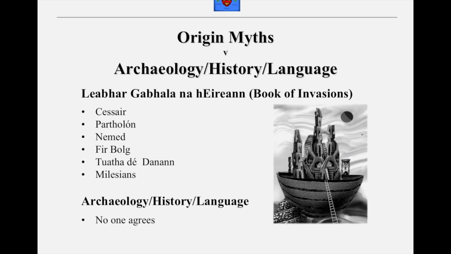Now, from a standpoint of the archaeological records and history and language, there's a lot of theories. No one necessarily agrees with much of it. They all have their own little bits of theories, but they're all kind of interesting. The one thing that most people do agree with is that the earliest settlers arrived about 10,000 years ago. But they basically arrived over in the north of the island rather than Munster.